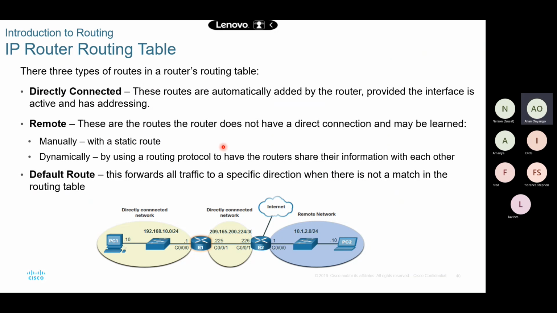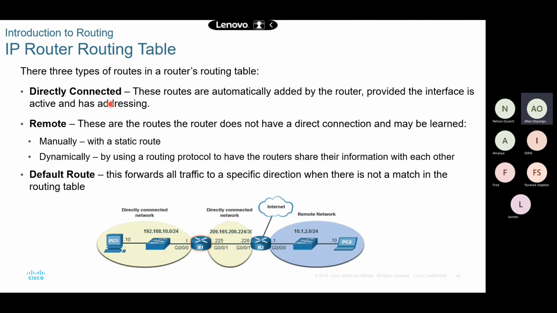There are three types of routes that we normally find within the routing table. We have what is called a directly connected route. A directly connected route is a route which is inserted in the routing table after you have configured an IP address on the router interface, and then activated that interface. Of course, I'll be showing you how to do that soon enough.